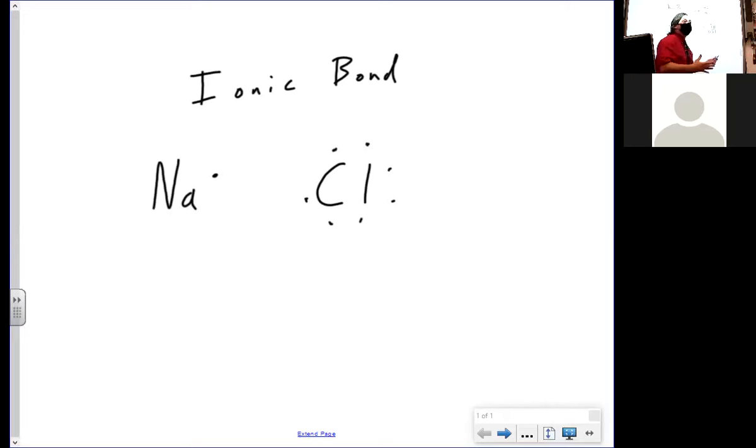So everybody wants 8. To get 8, sodium will get rid of 1 to go back to 8 to be like neon. Chlorine could get 1. So can we make a deal here? Sodium is just going to take its 1 little electron and send it over to chlorine. Now that means sodium has 1 electron less than what it did have. So it's back to 8.